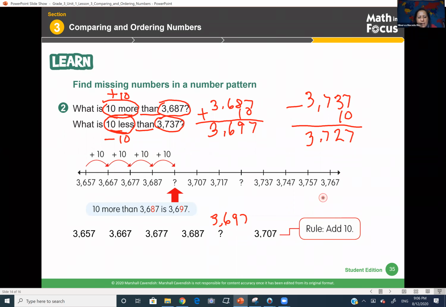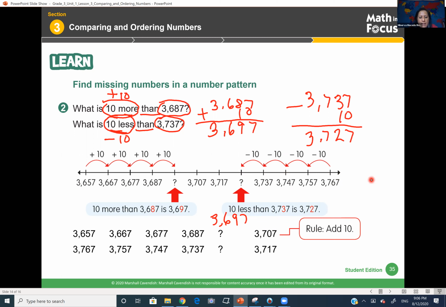Now we're going back. Remember, if you go back in the number line, you are not adding, you're going to be subtracting. So we can find the other number. 10 less than 3,737 is 3,727. And again, we put the missing number in the missing spot. So the missing number is going to be 3,727.